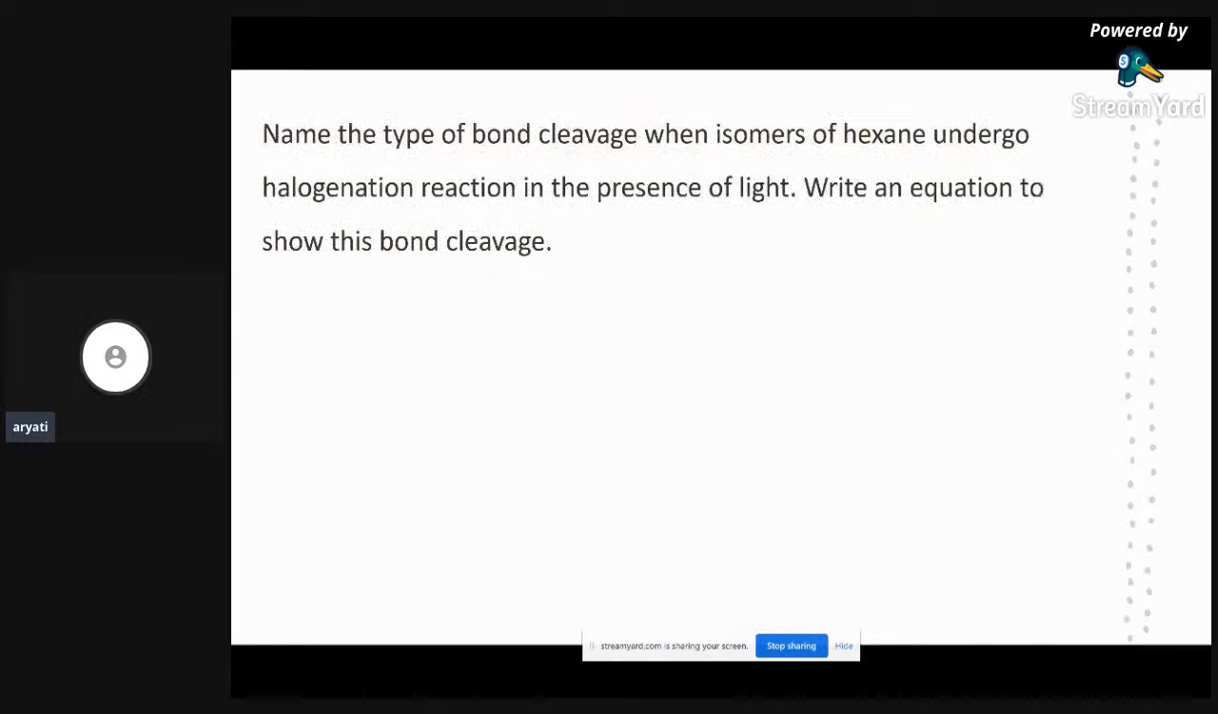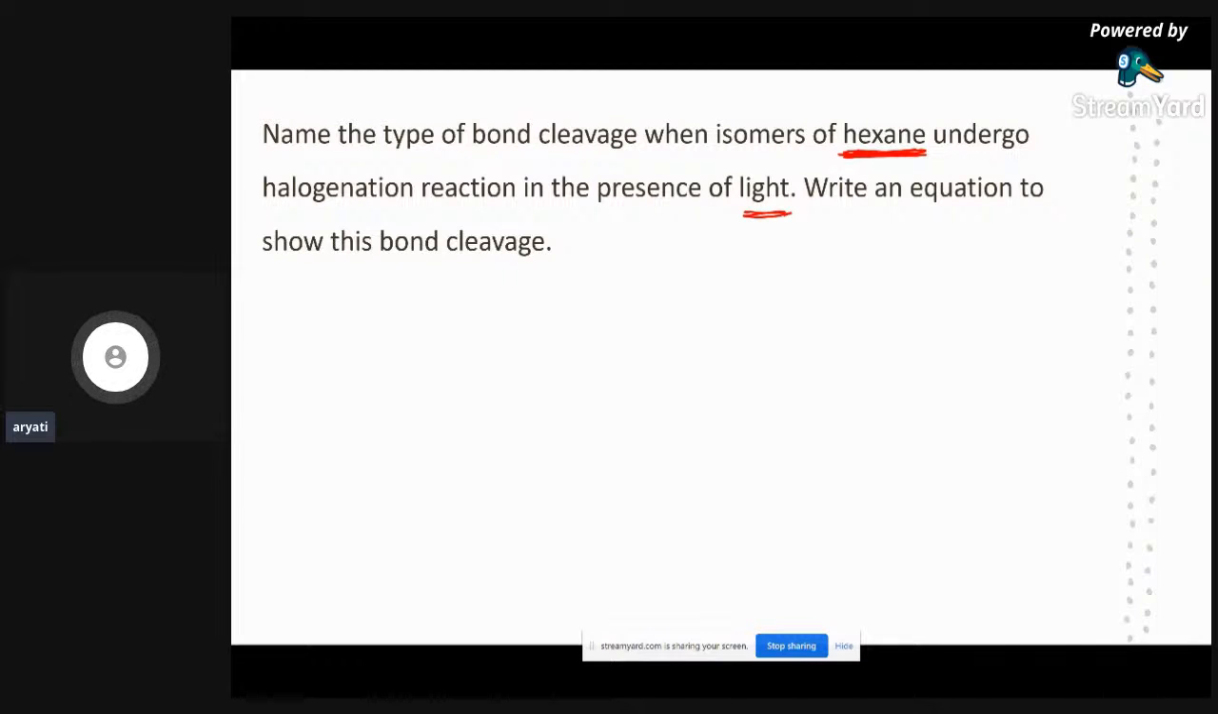Okay. Next question: name the type of bond cleavage when isomers of hexane undergo halogenation reaction in the presence of light. Write an equation to show this bond cleavage. So as we know, in hexane, the bond between carbon and hydrogen has similar electronegativity. So when it has similar electronegativity, it will undergo homolytic cleavage. So it asks you to prove it, halogenation reaction in the presence of light.